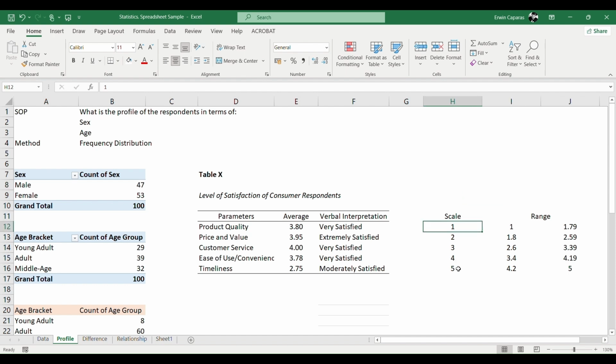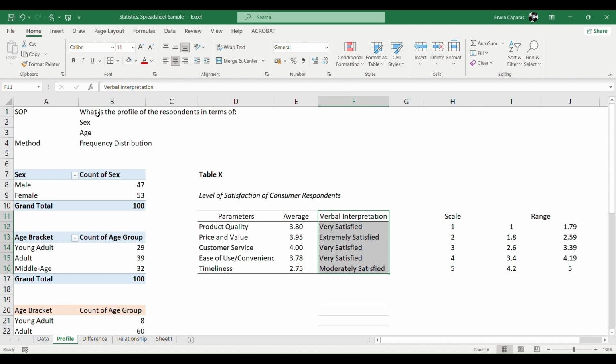So in this case, if we are talking about the level of satisfaction, this will be extremely satisfied, very satisfied, moderately satisfied, slightly satisfied, and not satisfied. So that is how we assign the verbal interpretation, in the case of SOP.